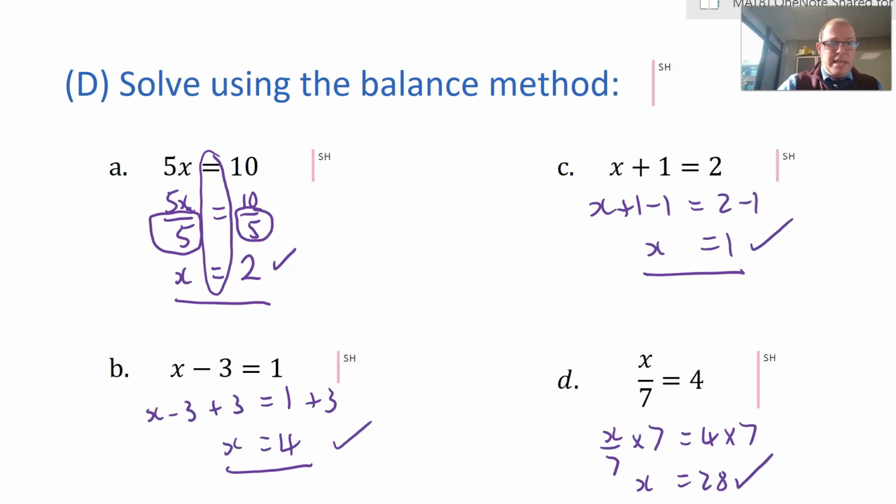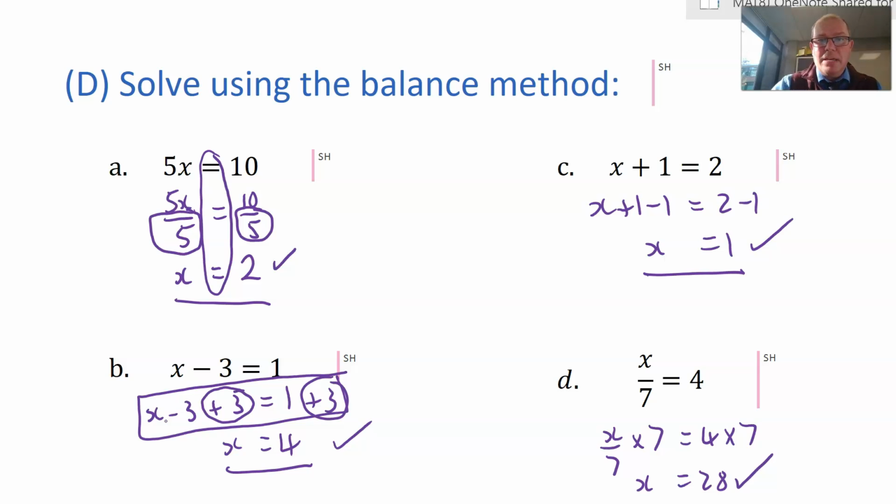Okay, so notice in B, did you get 4? But I'm really interested in this middle line here. Did you write down, going down the page, equal signs lining up, x minus 3 add 3 equals 1 add 3? So you add 3 to both sides to undo the minus 3. And minus 3 add 3 is 0, leaving me with the x.